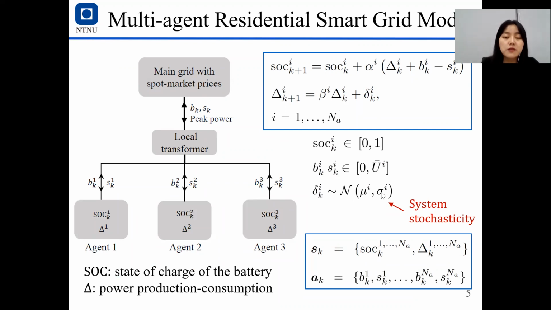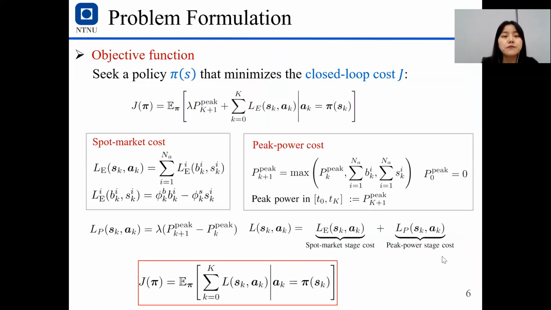We also have some system constraints on the state SOC, which should be within 0 and 1, and the constraints on the inputs: the buying and selling amounts should be less than some maximum amount. From the RL perspective, the state s should be the SOC and the delta for all the agents, and the control input a is the buying and selling amount for all agents.